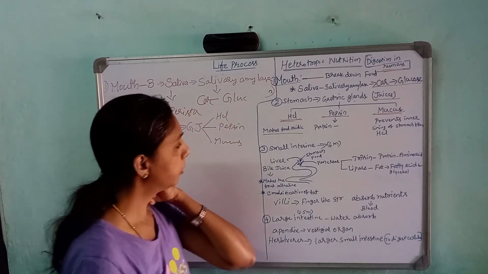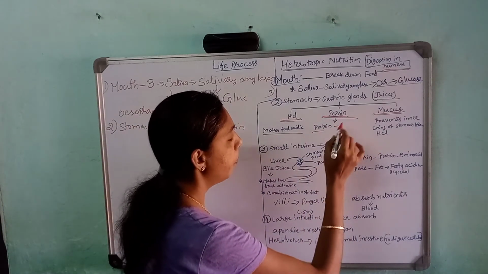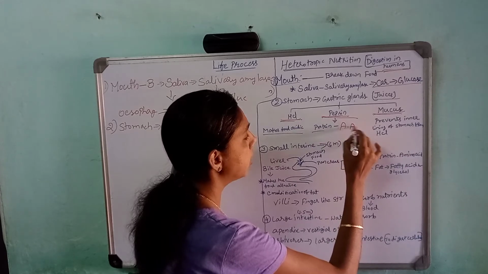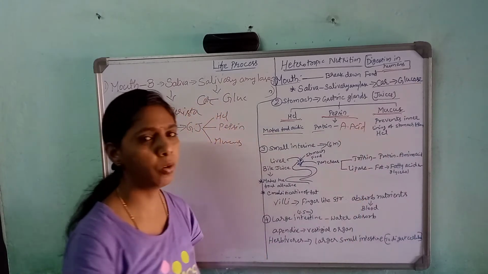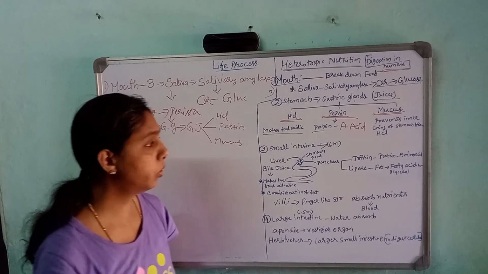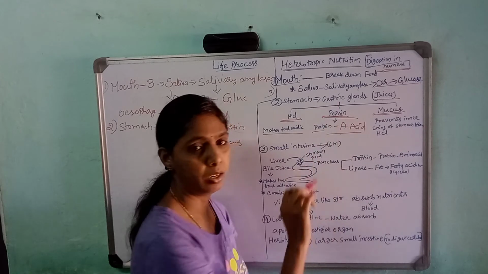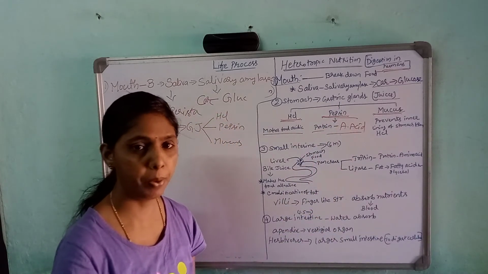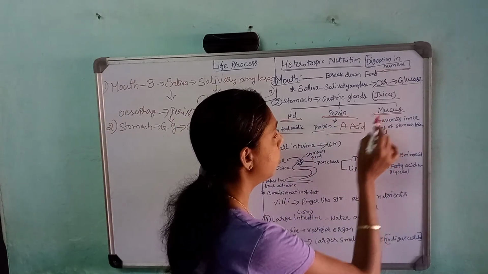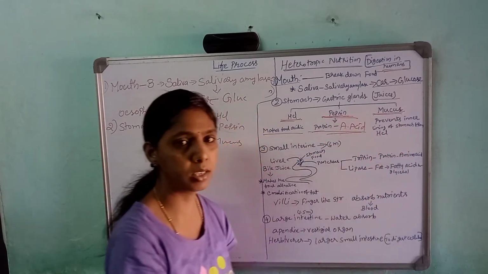Now come to the next one, pepsin. Pepsin converts protein into amino acid. The protein is there in the food, so here protein will be converted into amino acid by the enzyme pepsin. Next come to the mucus. This is the function you have to remember: pepsin converts protein into amino acid.